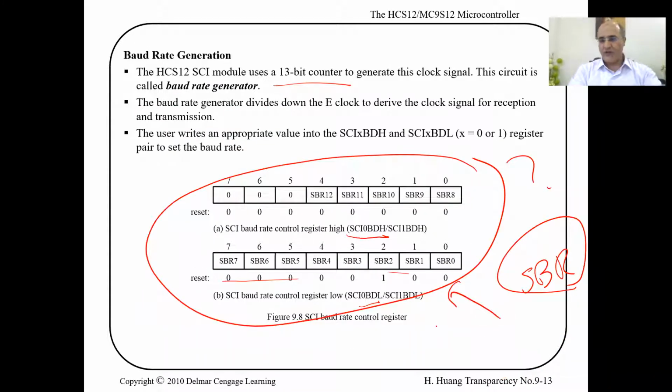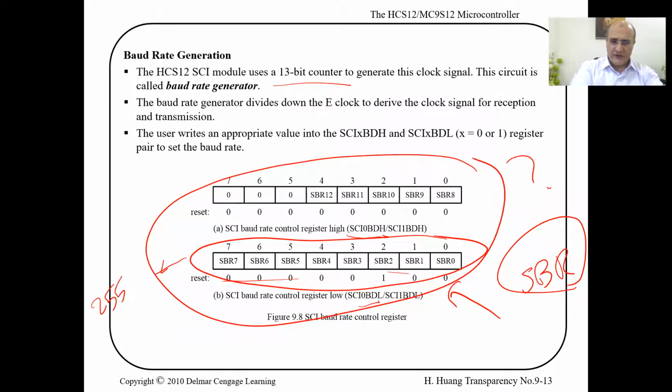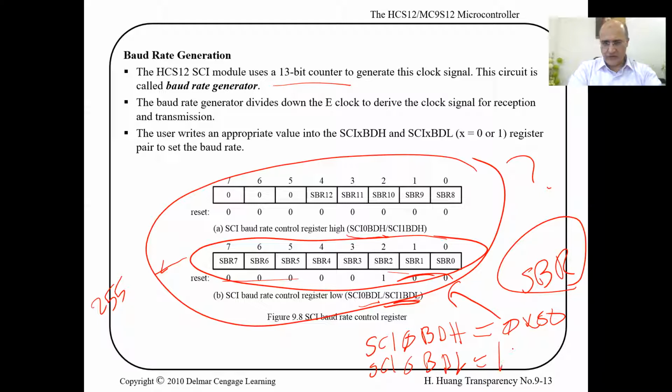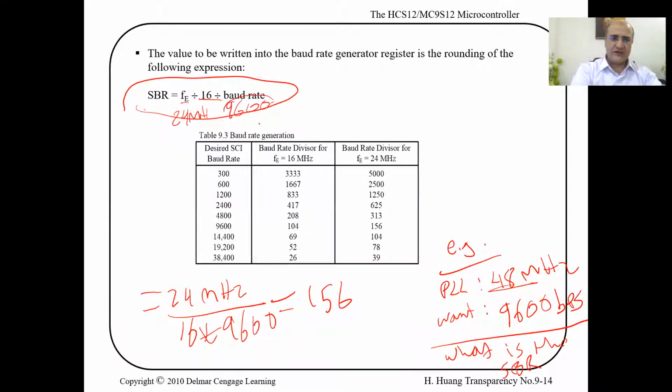How do we write the 156? For the 13-bit one, yani, we know that 8-bit can represent up to 255, right? So we really need to write only the low one. So SCI0 baud high will be 0, and SCI0 baud low equals 156 decimal. You can convert it to hexadecimal if you want. When you do this, your baud rate is 9600, yani 9600 bits per second.